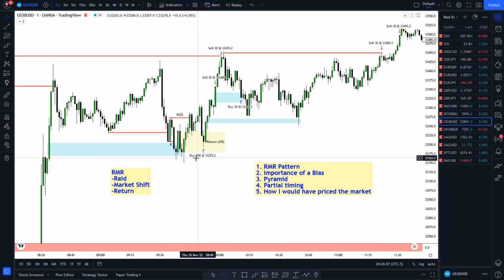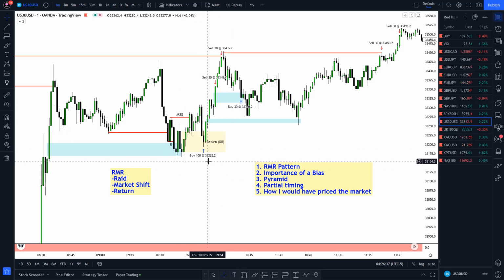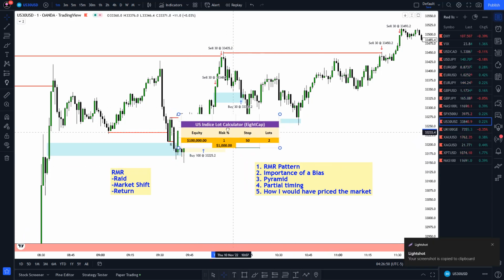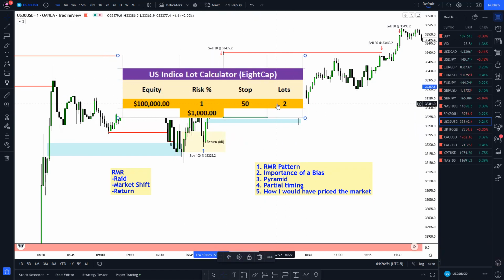So for my initial position, I bought 100 units, and this is just for the ease of simplicity, taken on a paper trading account. But whatever the case may be, whether you're paper trading or live trading, whenever you place your order, first you need to measure your stop loss. So in this case, it would be around 50 points. And if I wanted to risk 1%, for example, on a $100,000 account, then depending on your brokerage, I just put this into my little calculator, and my lot size would have been 2.